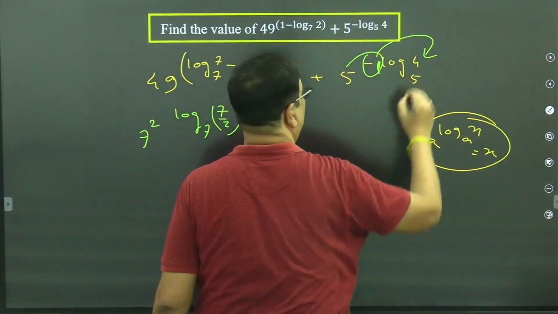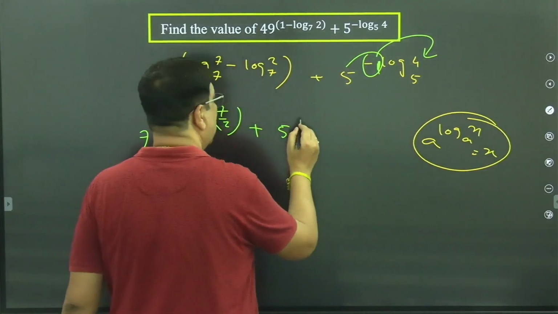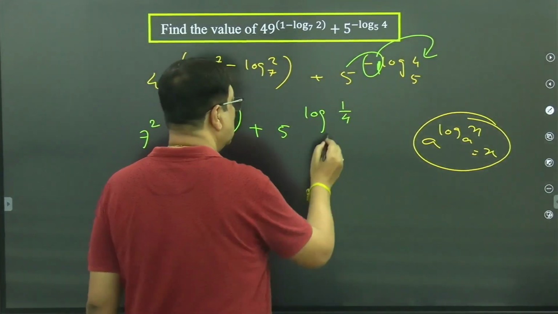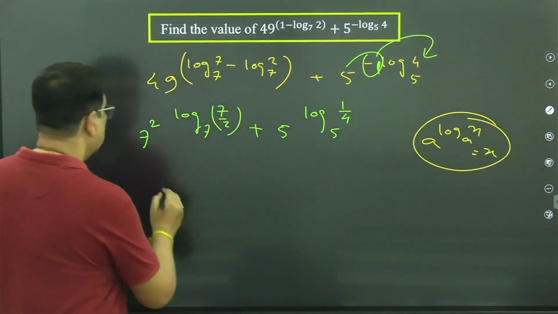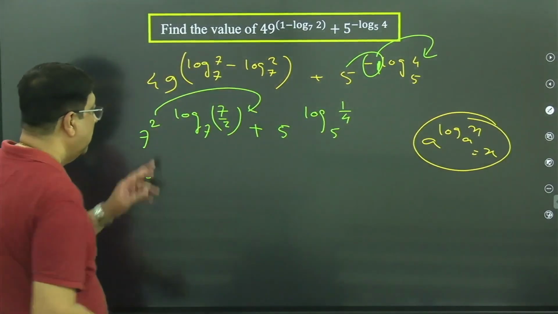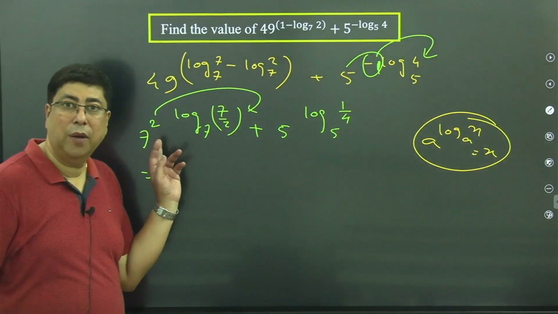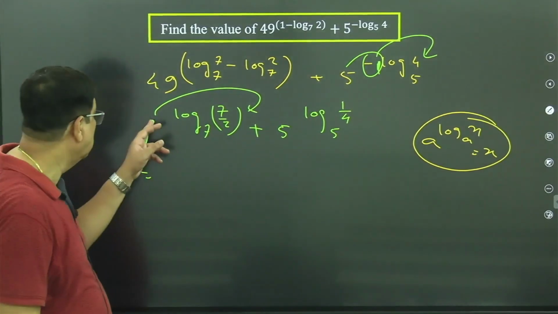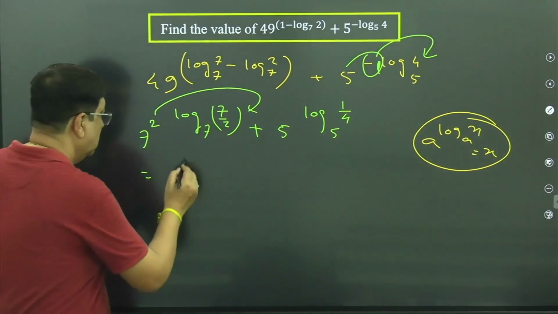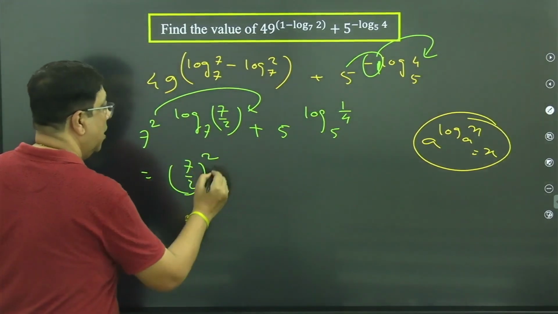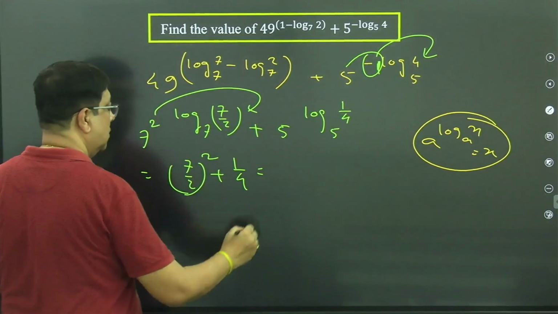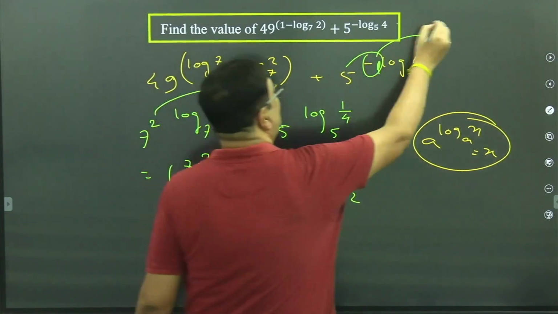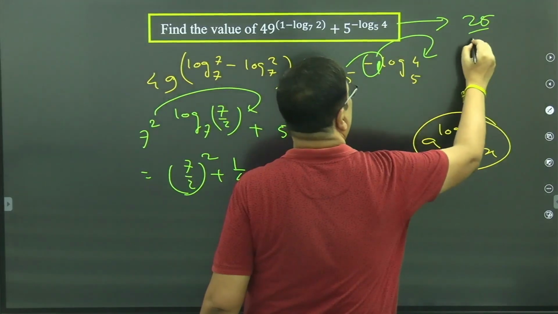So this is coming to power here. So it is coming 5 to the power log 4 to the power -1, that is 1/4. Everybody, this is power. Whenever it is power outside log, it is coming to the value, coming to the power of the value. This outside log, this is 2, it is coming to the power. So 7 by 2 whole square plus 1/4, that is 50 by 4, that is coming 25 by 2. So the answer is coming to be 25 by 2.